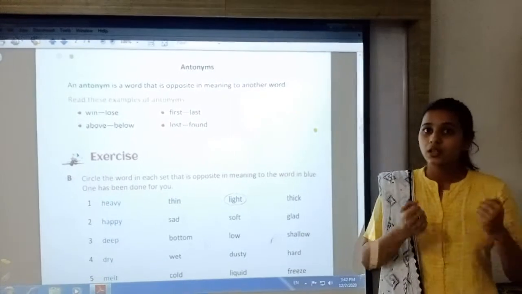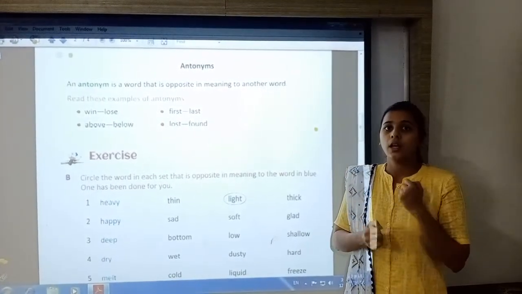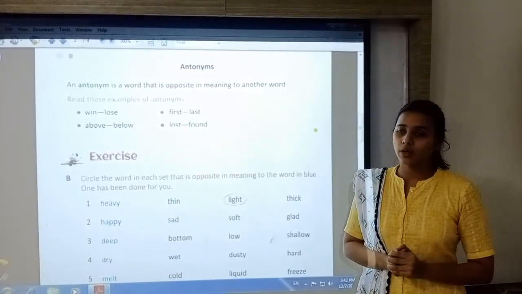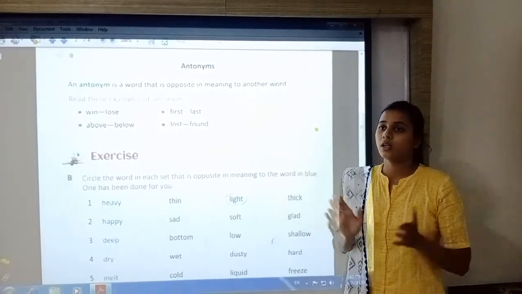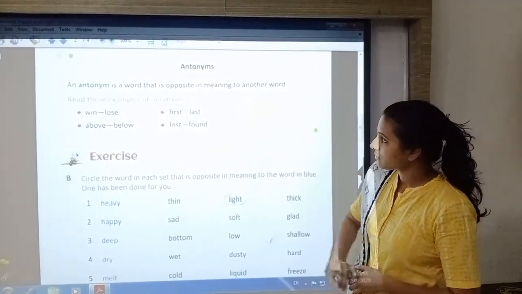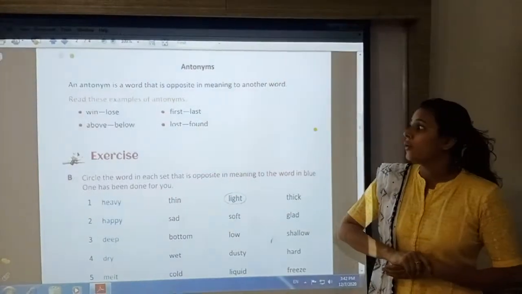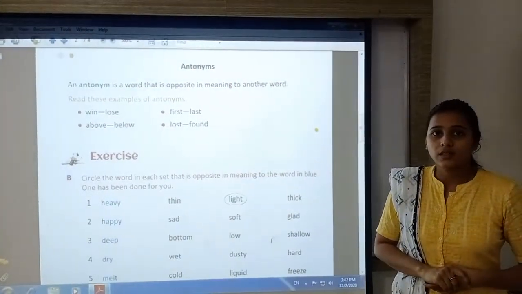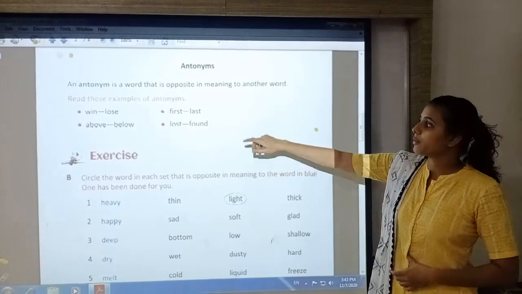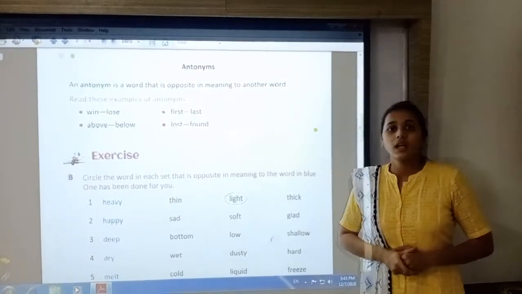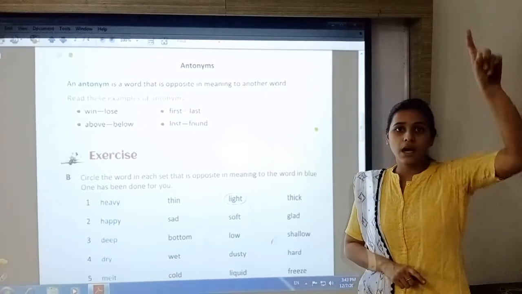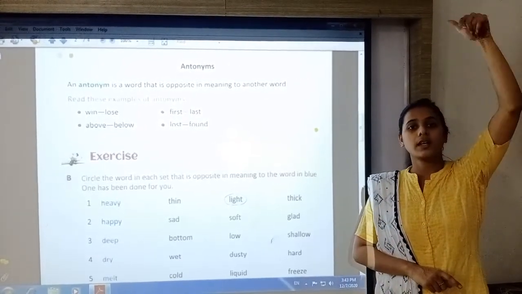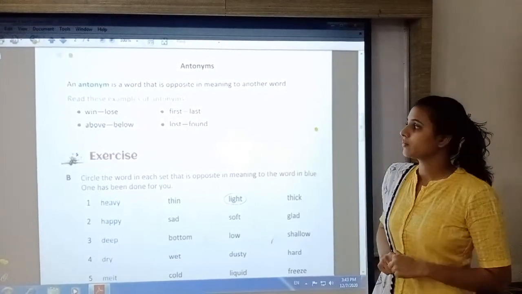Win, that means jeetna, to conquer, and the opposite word of win is to lose, haar jana, to defeat. Next is first. So the opposite word for that will be last. Next is above. The opposite word for that will be below.